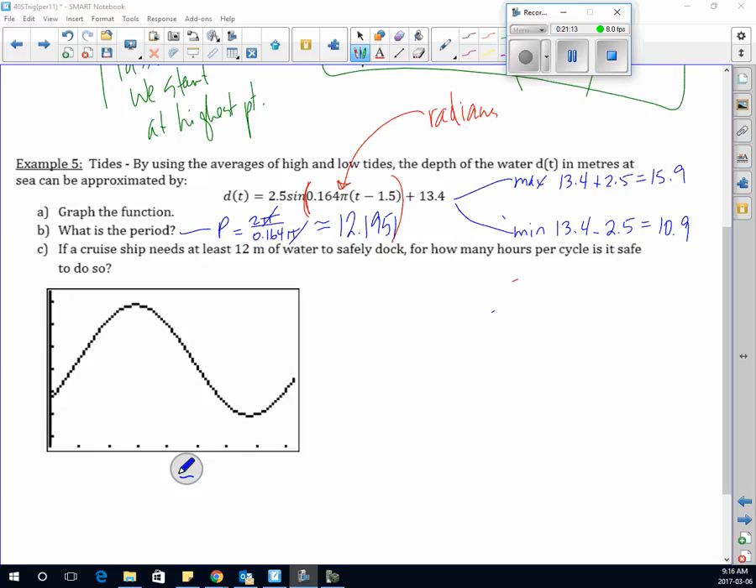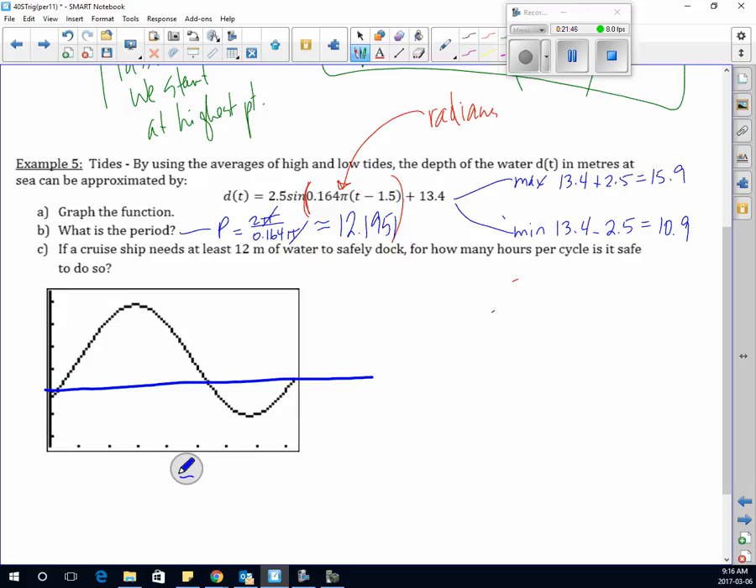Okay, it says if a cruise ship needs at least 12 meters of water to safely dock, for how many hours per cycle is it safe to do so? So remember what this was? What was my minimum? 9.5? So this is probably 10, 11, 12. Does that sound about right? Where am I looking to safely dock here? Everything above.